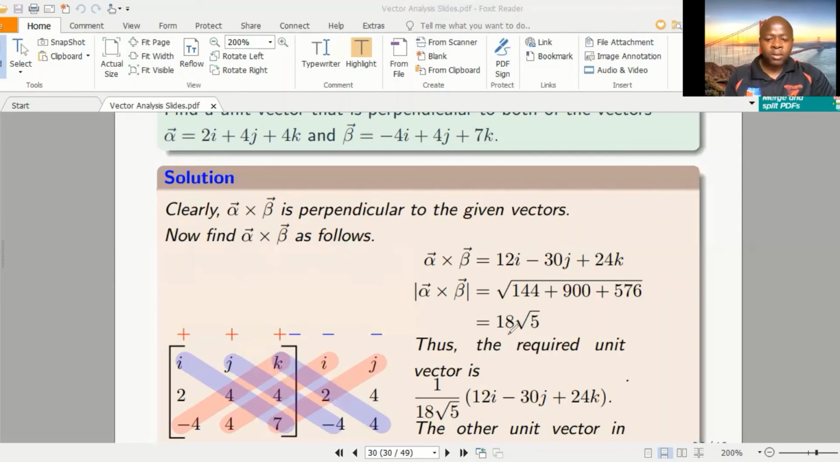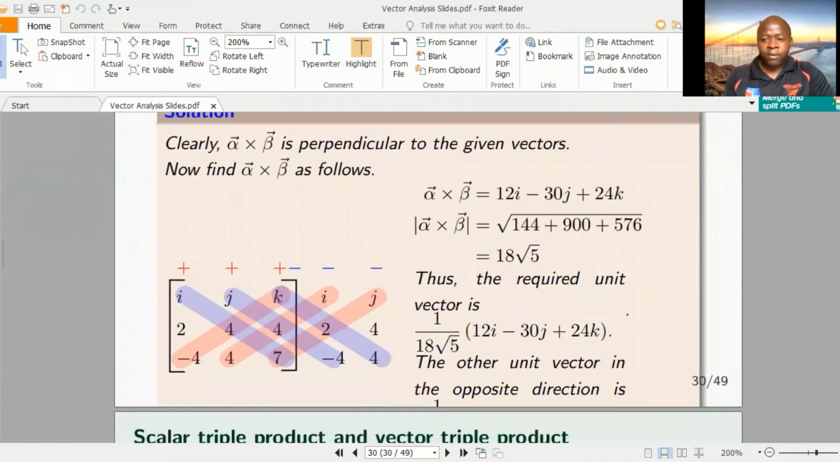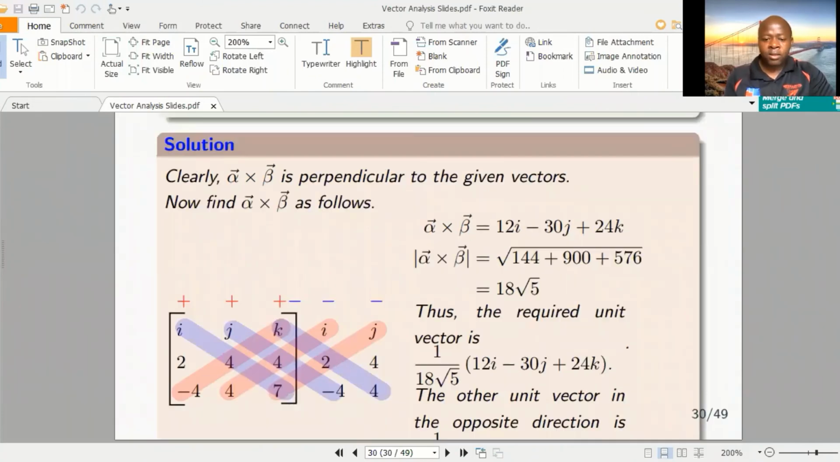So what we are supposed to do is get a unit vector perpendicular to these two vectors, alpha and beta. The unit vector will be this divided by this. So I took this, then divided by this, and that's the solution I have for the unit vector that is perpendicular to the two vectors given to us.